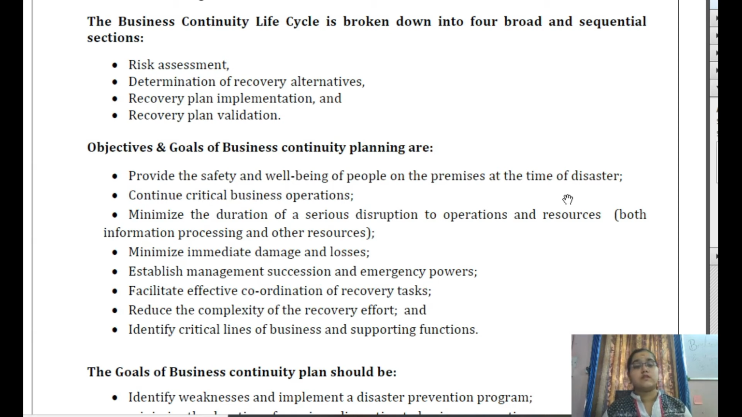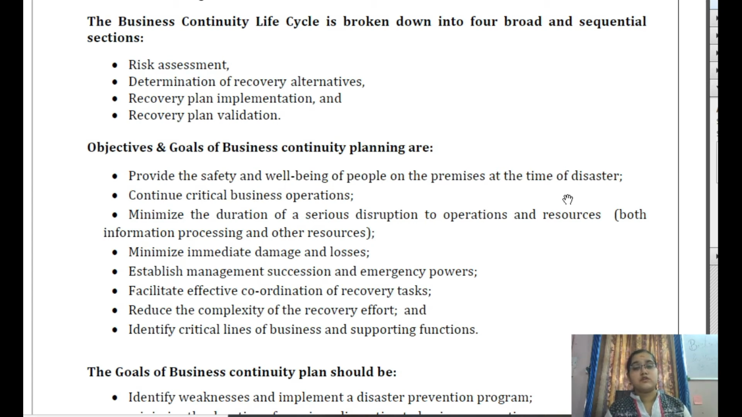So what are the objectives and goals of this plan? The objectives of the business continuity plan are the actual thought behind making this plan. The first thing is providing for the safety and well-being of people on the premises at the time of disaster. See, information, assets and people, these three form a very important part. They are the vital parts of any organization. Therefore, in business continuity planning, more focus is given to the safety of people at the time of disaster.